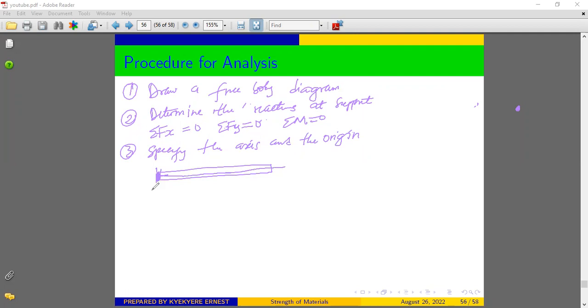And then number four, what you need to do is to divide the beam into sections according to the points of discontinuity. So divide the beam into sections.